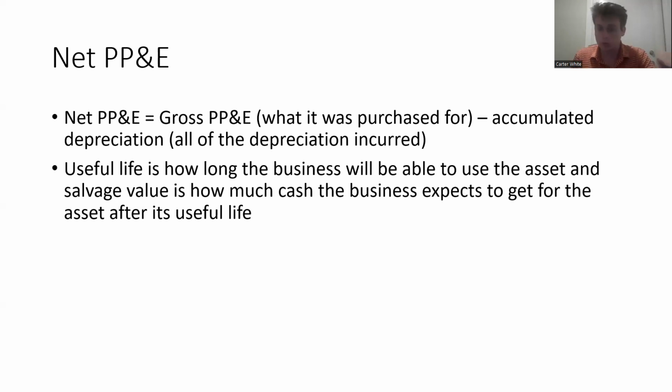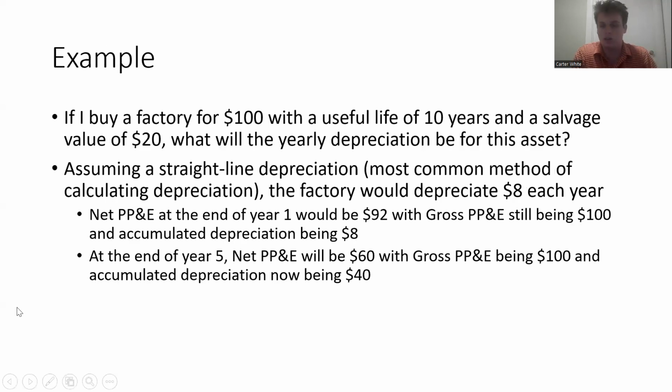So your gross PP&E would be 1 million. And then if it's the end of those 10 years, you would have accumulated a total of 400K of depreciation. And now your net PP&E would just be 600K, whatever the salvage value is, because it's the end of the useful life. So I guess I'll give another example here to show this.